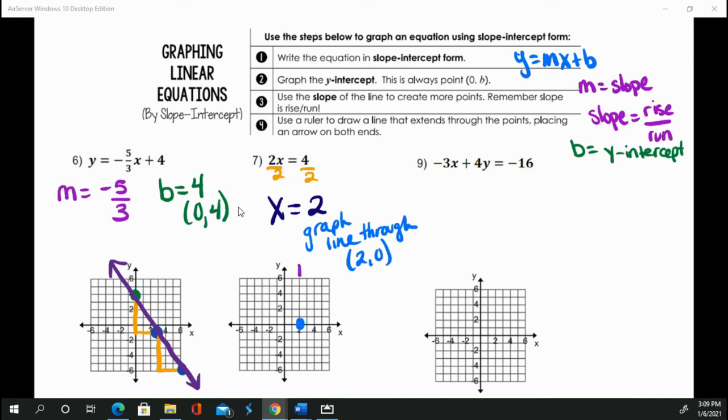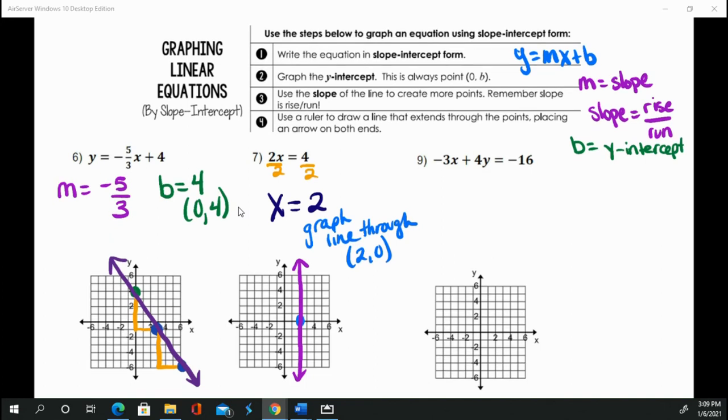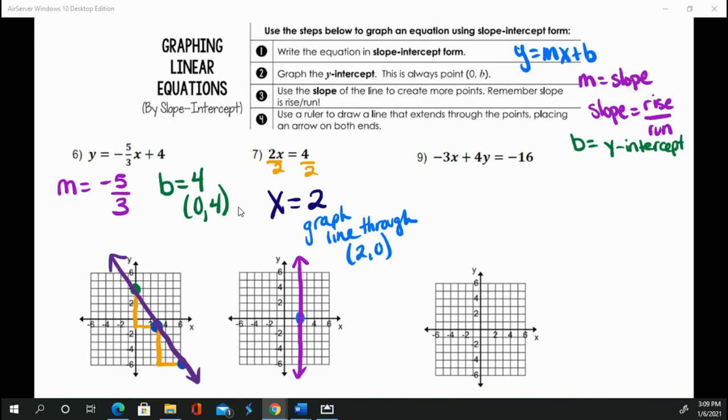So we know by that it's going to be a vertical line, right? Because all points on that line have an x value of 2. And the slope of a vertical line is undefined. The slope of a horizontal line is 0.